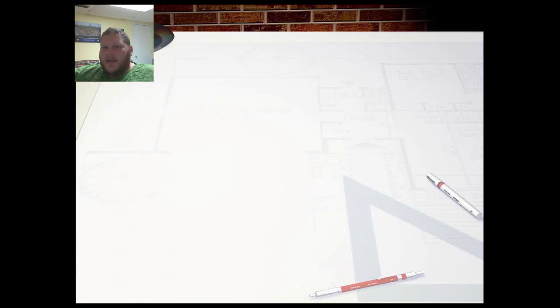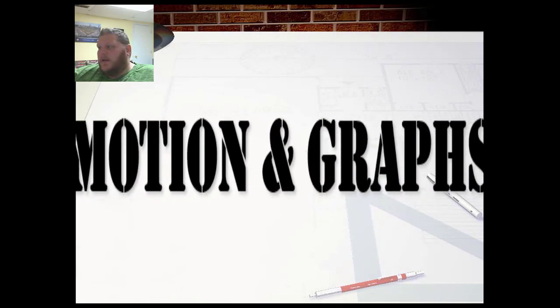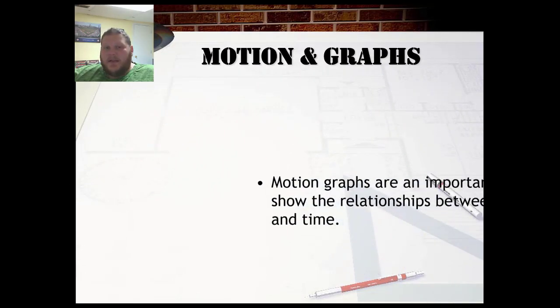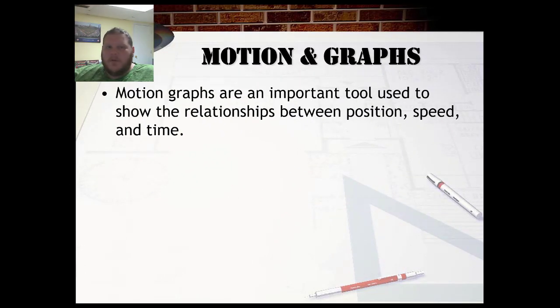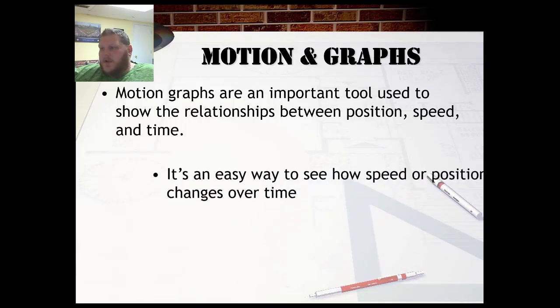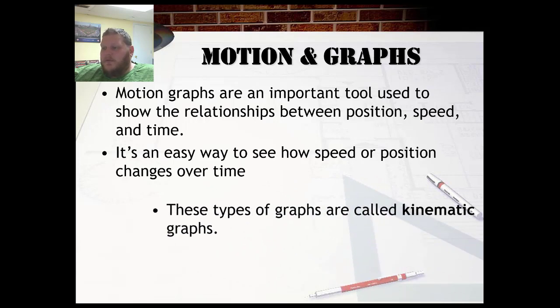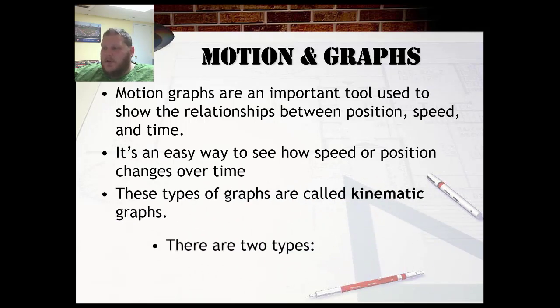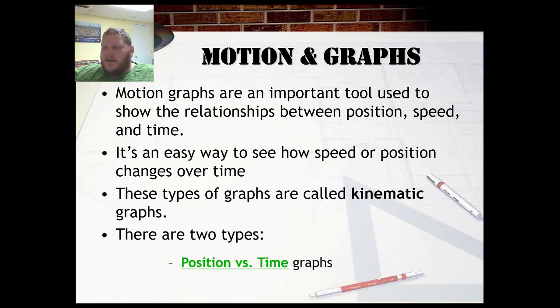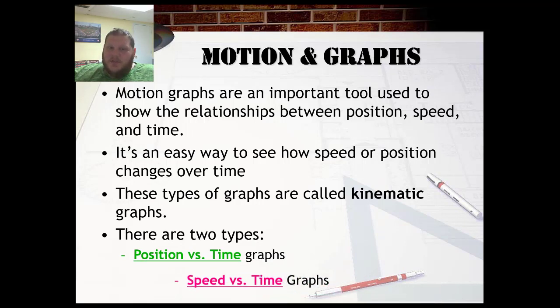Today we are going to take a look at motion graphs. We looked at this on Wednesday and Thursday of last week with the gizmo. Motion graphs are important because they let us show the relationship between position, speed, which we know interchangeably with velocity, and time as well. It's a nice way of graphically representing how those things relate to each other, so we can easily see how speed or position changes over time.